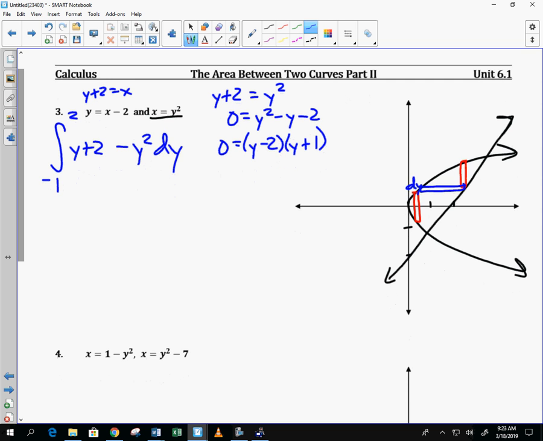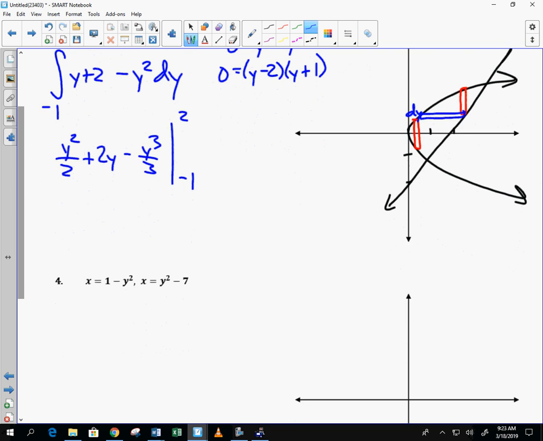What is the antiderivative of y? y squared over 2 plus 2y minus y cubed over 3, evaluated from negative 1 to 2. I'm going to see a common denominator of 6 here. So I'm going to try to earn Riley's respect again. Try to redeem my honor.